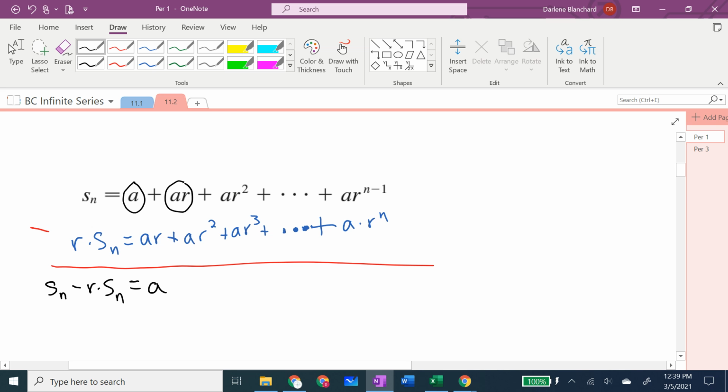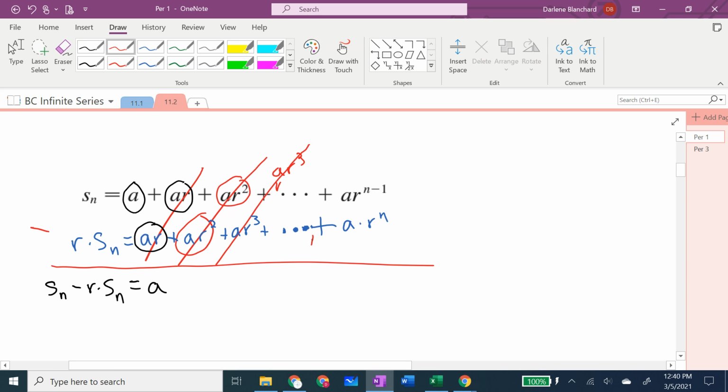But this a times r minus this a times r is, come on, red pen. Gone. This a times r squared minus that a times r squared. Now, right after this plus sign, we know that the next term that was going to be written there was going to be an a times r cubed. That is going to cancel with the subtracting of a times r cubed.